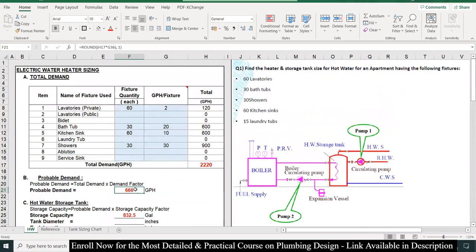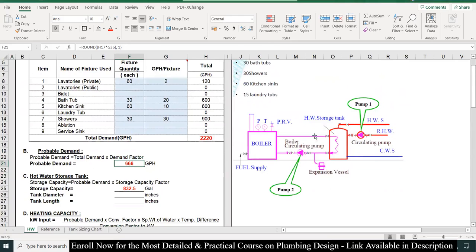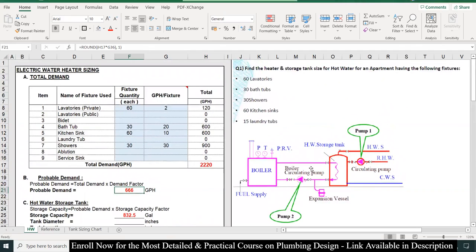Multiplying with that value 0.3, you will get the probable demand, that is the simultaneous demand of this apartment for hot water. Next step is to size this storage tank. The cold water from the overhead tank or the underground water tank is supplied to this storage tank. The water is pulled into the boiler, the boiler heats the water to the desired temperature, and then it comes back to the storage tank. The first step of designing the hot water system is to design the hot water storage tank. Designing means you have to identify the volume and the size, the length and the diameter. That is what we are going to do right now.